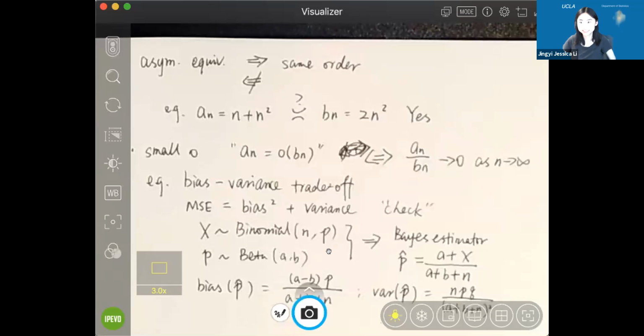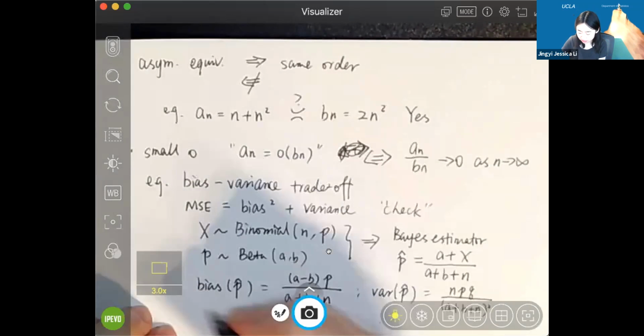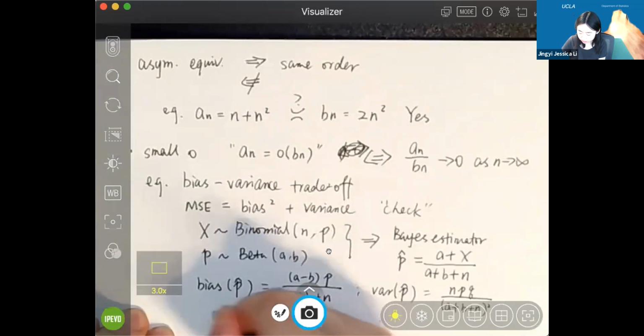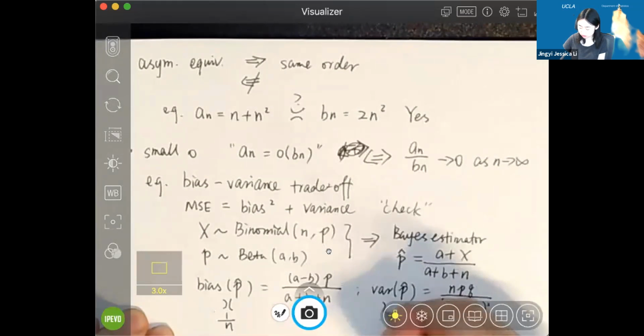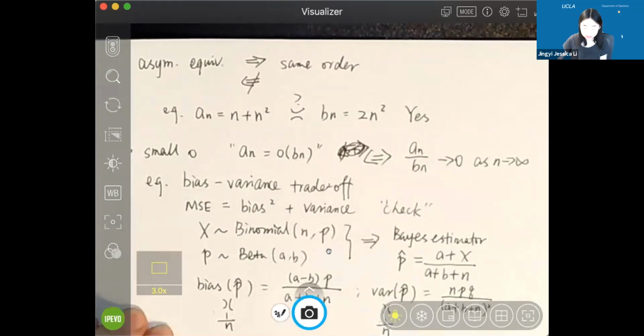Right, they are. They're both on the order of 1 over n. So based on our notation of the same order, we can say that this bias is of the order of 1 over n, and this variance is also of the order 1 over n. And so they are of the same order.